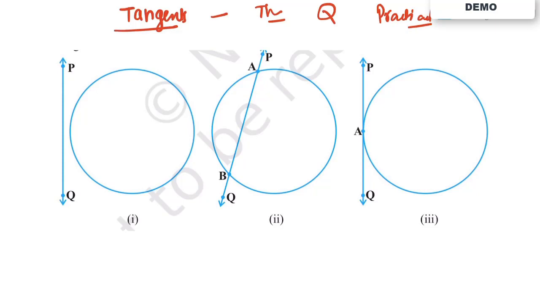So basically, if this is our circle in your first diagram, then there are three possibilities of how a line PQ can intersect a circle. The first possibility is that it doesn't intersect the circle, so it's simple, no intersection point. The second possibility is that it passes through the circle. When it passes through the circle, it intersects at 2 points, A and B. And I already told you, when it passes through the circle, it is called a secant.